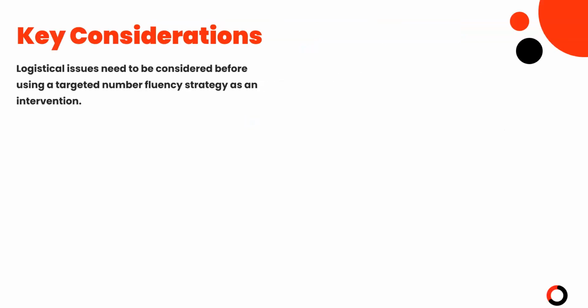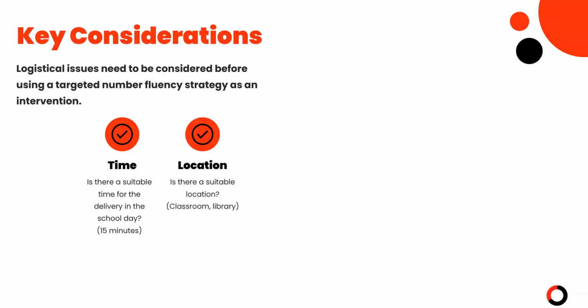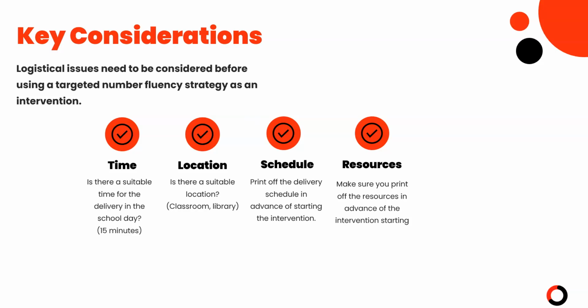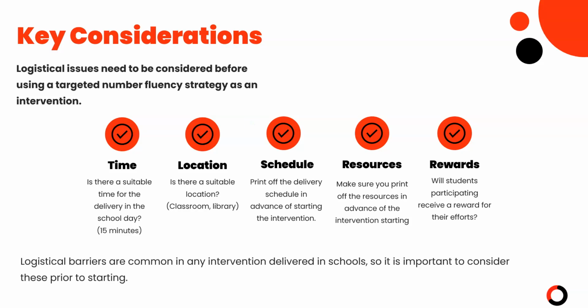And then key considerations. Logistical issues need to be considered before using a targeted number fluency strategy as an intervention. So is there a suitable time in the day for this to be delivered? Is there a suitable location? Printing off the schedule in advance of starting the intervention. Making sure you print off the resources in advance. And then will you possibly link this to rewards? So logistical barriers are common in any intervention delivered in schools, so it's just important to consider these prior to starting.